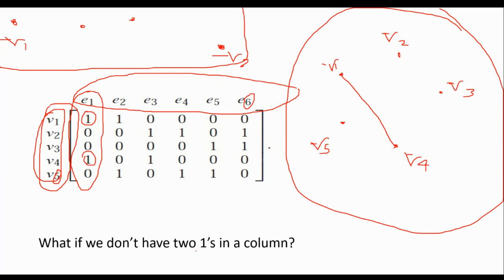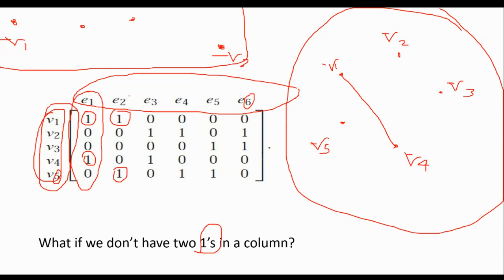If there is one, you see, there's a question here. What if we don't have two ones in a column? It means that we will have a loop. I explained it in the lecture, okay? So if you still don't know how to deal with that, I explained it in detail in the lecture. But if you have two, this is very easy.